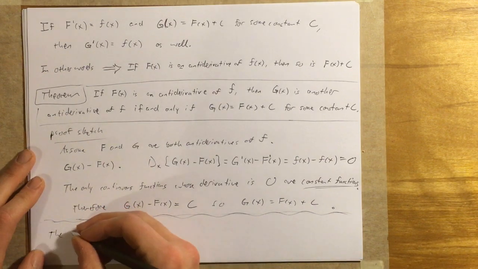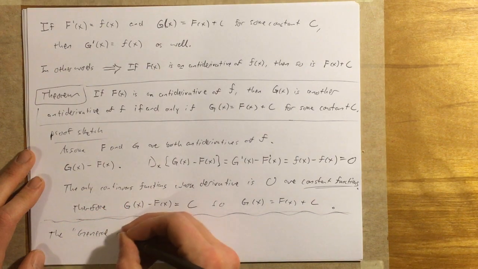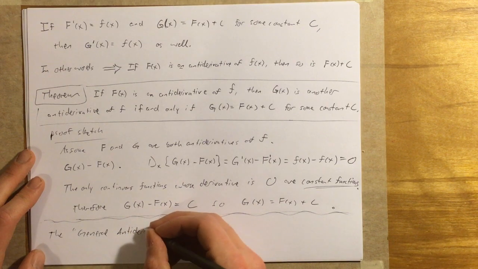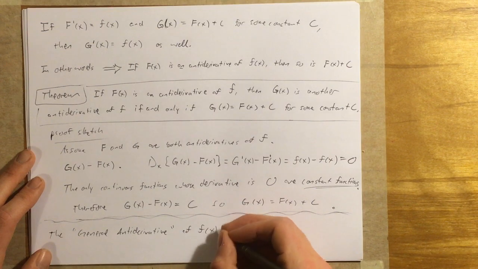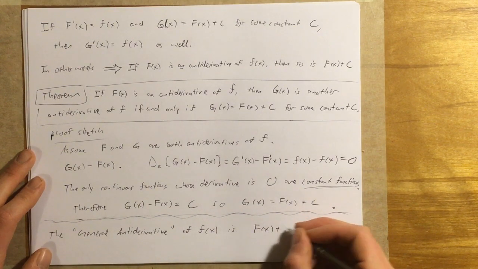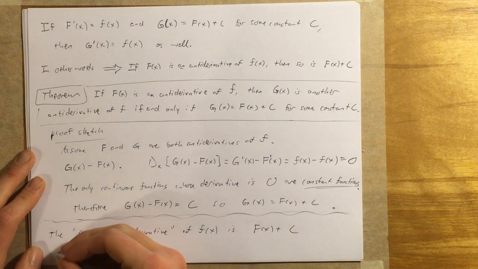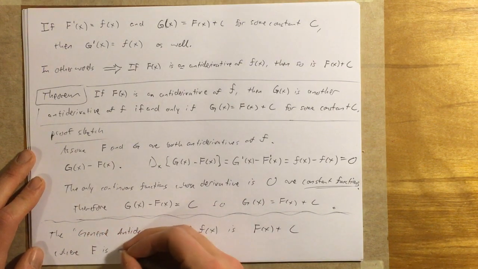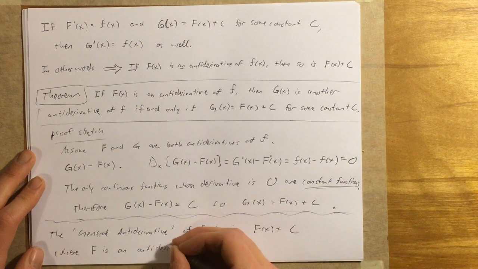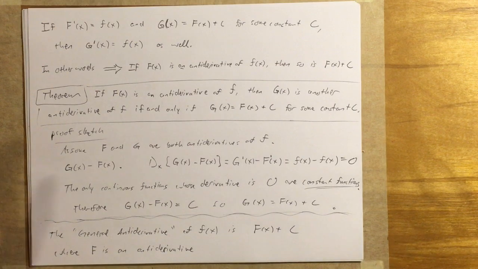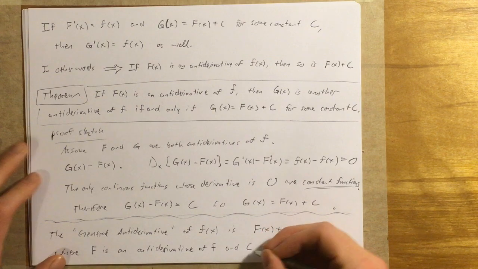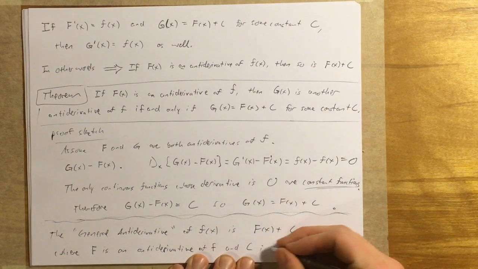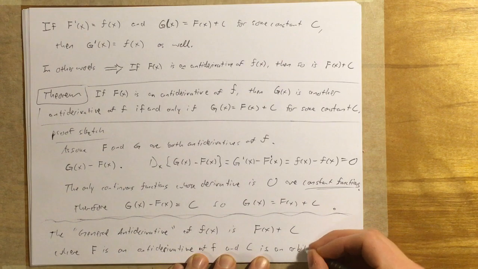This gives us something we call the general antiderivative. The general antiderivative of a function lowercase f is capital F of x plus an arbitrary constant. Here capital F is just an antiderivative. Doesn't matter which one, really. We try to find just the simplest possible antiderivative. So capital F is an antiderivative of lowercase f, and then c, we usually use capital C here, is an arbitrary constant.